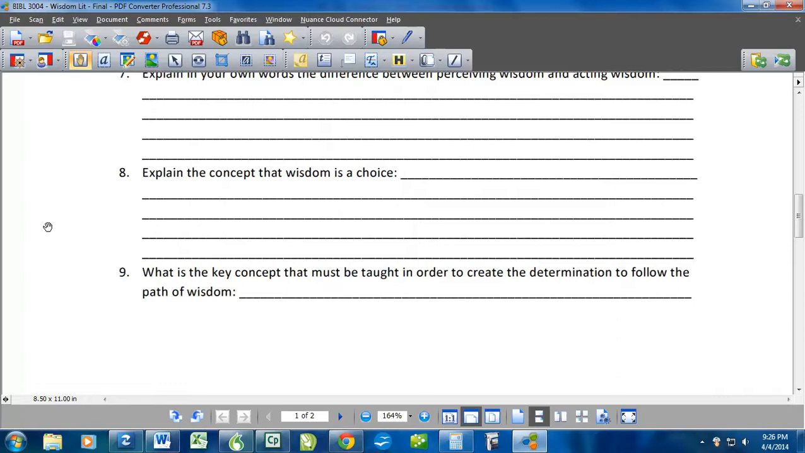Number 9, what is the key concept that must be taught in order to create the determination to follow the path of wisdom? So this one is the fear of the Lord. There must be something taught to students, to yourself, to whoever, about the fear of the Lord. That reverence and respect for God influences all the other wisdom decisions that we make. Right?